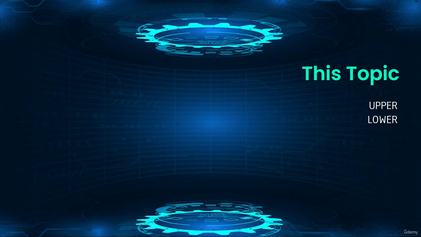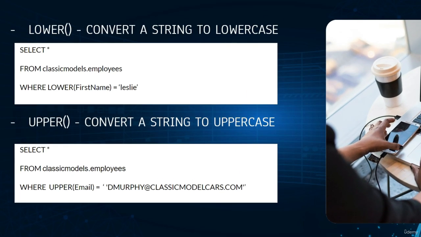Hi everyone, so in this video we're going to look at upper and lower. Often some data will be a mix of uppercase and lowercase characters. For example, the first name might have been entered with a capital first letter and other times it may not. This would make searching them difficult, which is why upper and lower would be used.